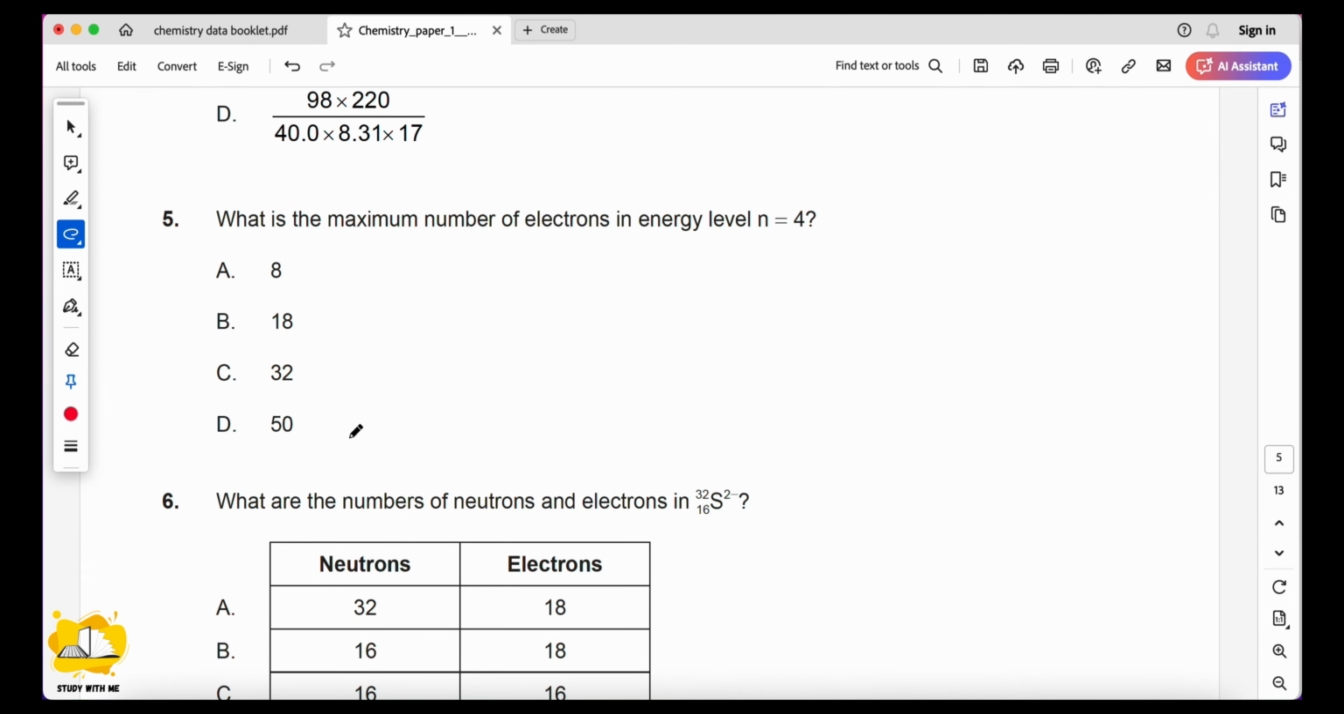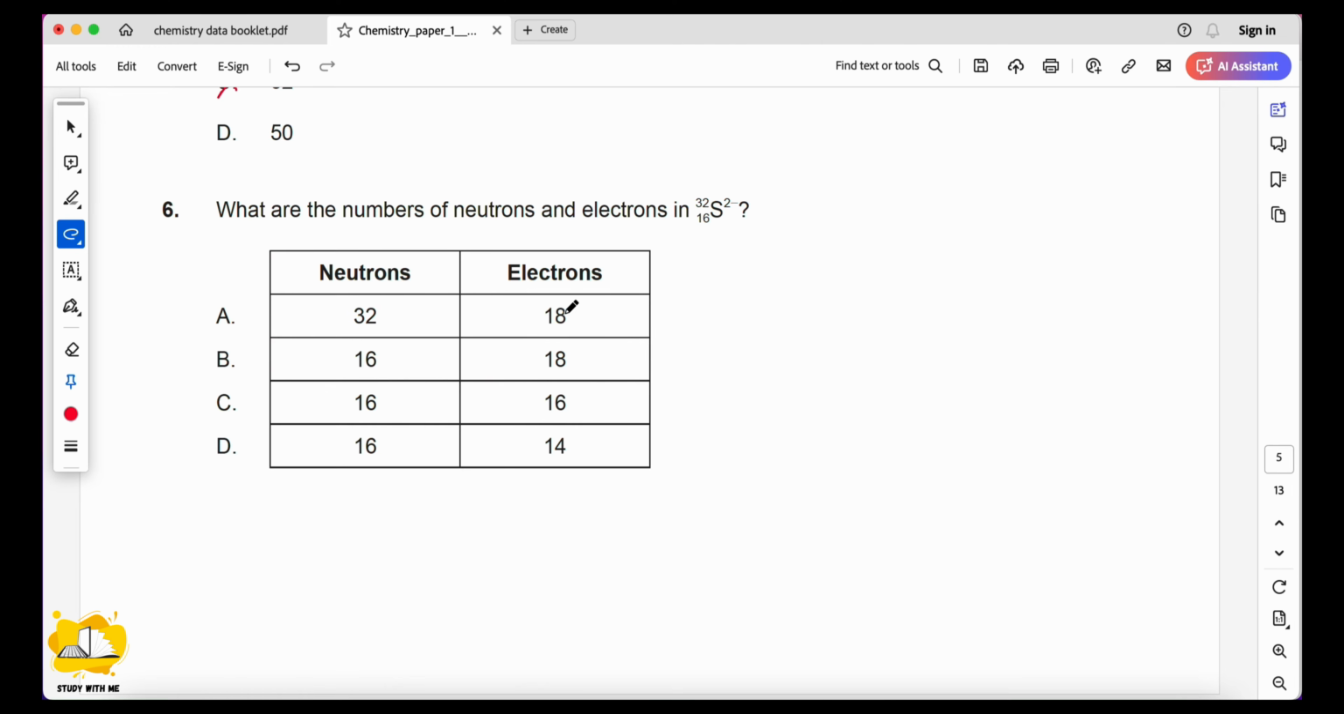What is the maximum number of electrons in energy level n equal to 4? If the energy level is 1, the maximum electrons will be 2. If the energy level is 2, the maximum will be 8. If the energy level is 3, the maximum will be 18. And if the energy level is 4, the maximum will be 32.